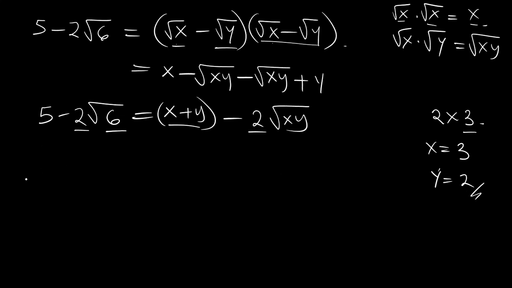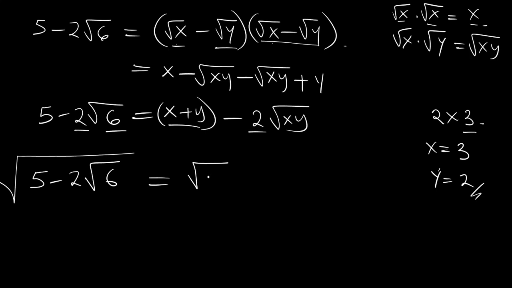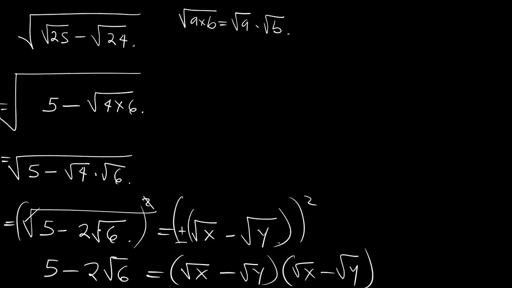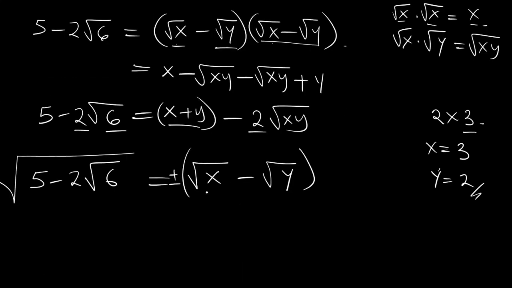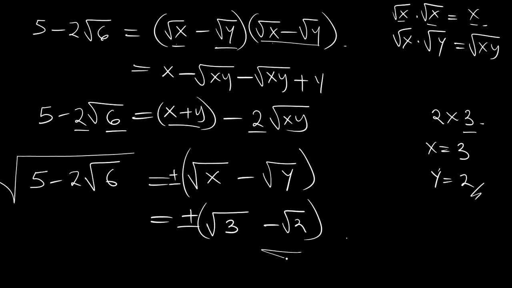So now we have gotten this expression. We'll go back to saying that the square root of 5 minus 2 square root of 6 is equal to the square root of x minus the square root of y, plus or minus. That was what we wrote before, what we assumed. From this, we have gotten our x and y. So the final answer is plus or minus the square root of 3 minus the square root of 2. So this is the final answer to this particular problem. That is it. This is the simplified form.